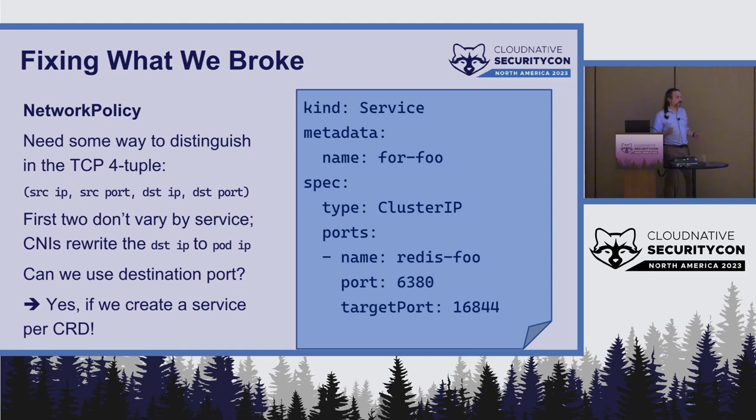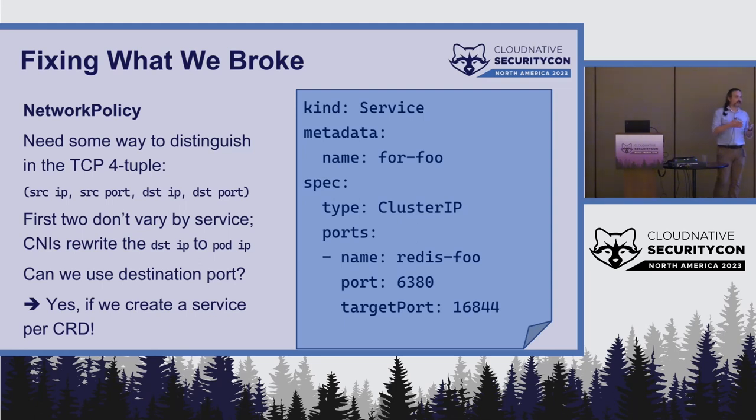So network policy, I was just saying, these are all the same TCP port. Well, unless you allocate a whole bunch of different ports, one for each service on your router instance, and then you can see here, this looks like, this name Redis Foo is on this port, and then if I create a bar instance, I'll name it Redis Bar, and it'll be cluster IP, and the target port will be maybe one higher or something like that.